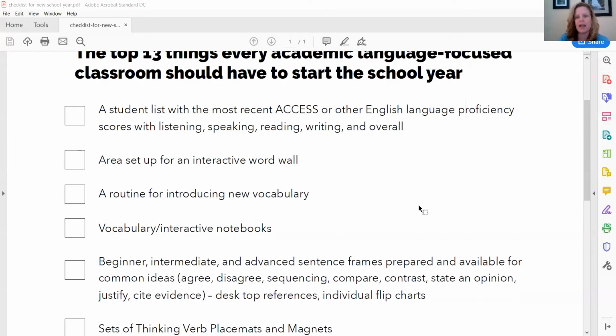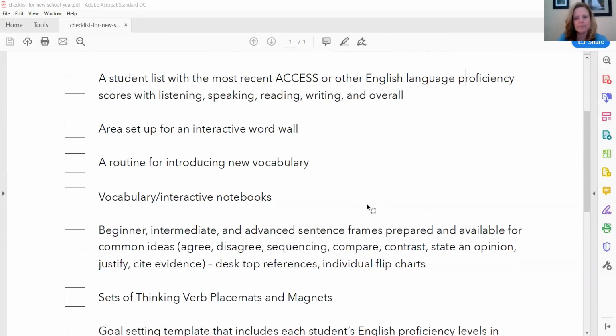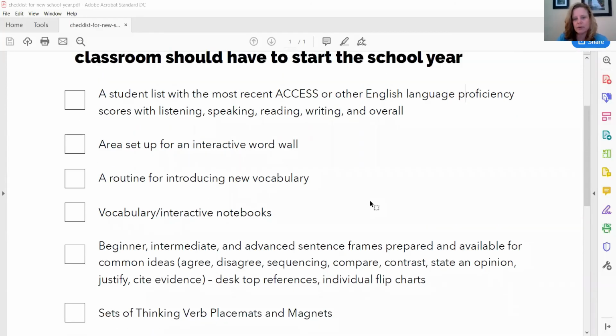But having those prepared now will save you a lot of time down the road when students can just look up or look in their notebook and see them. Set of thinking verb placemats and magnets. Those language function words, the compare, contrast, identify, justify, all of those things you do all the time in class.